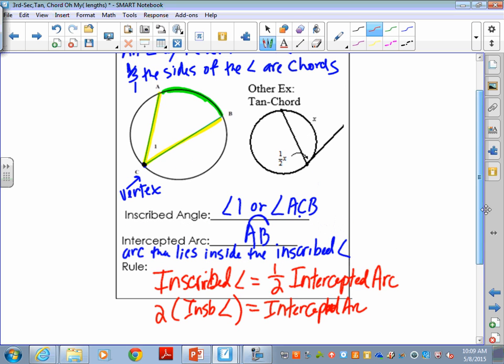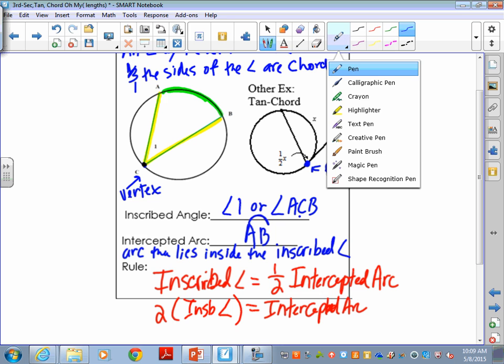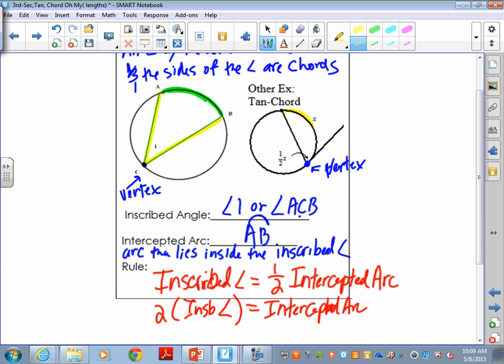Now, you can have an inscribed angle as long as the vertex, so that is your vertex right there, is still on the circle. You could have an inscribed angle relationship with a chord and a tangent. So the intercepted arc that they wanted you to see here would be that X. That curve is still inside the angle. So as long as the arc is inside the angle, the angle is going to be half that measure. Okay? So, two ways we can see them.